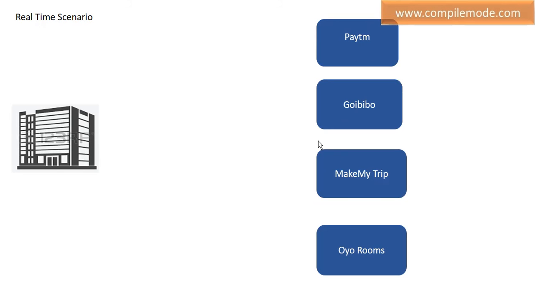What happens? I don't know what technology Paytm used to build, I don't know what technology GoIBB used to build, and likewise Make My Trip and OYO Rooms. These four websites and some other websites, I don't know which language they are developed in. So my team decided to create a web service which doesn't have any language barrier. It can be targeted and used on any platform.